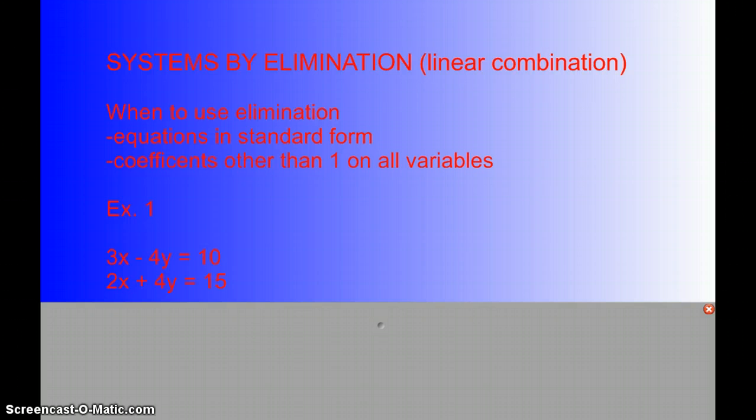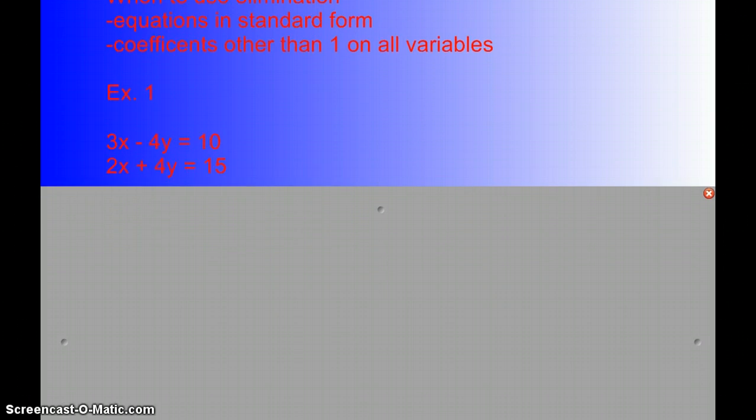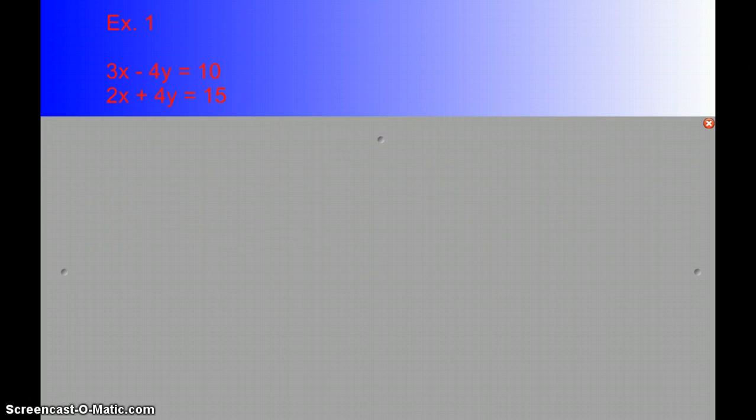In example 1, you see the equations 3x minus 4y equals 10 and 2x plus 4y equals 15. Those two equations make up our system of equations. So we're looking for the x and y values that we can plug in to both of those equations and be a solution for both. The reason it's called the elimination method is because to solve this, we're going to eliminate a variable. And the reason it's called linear combination is because in order to eliminate a variable, we're going to combine these two lines. We're going to add the two lines together.